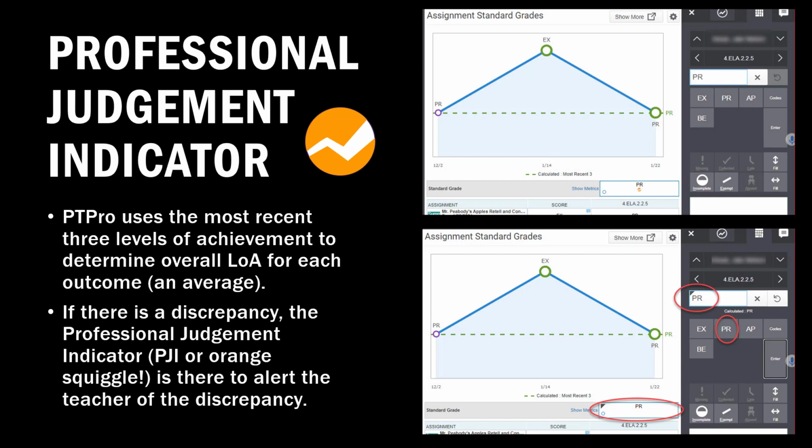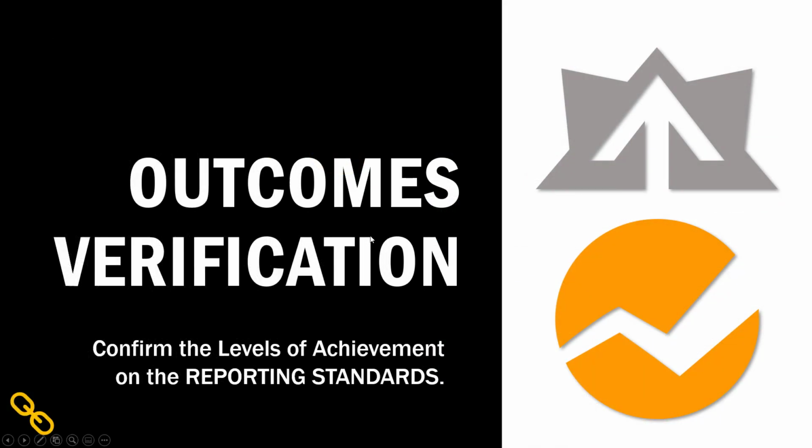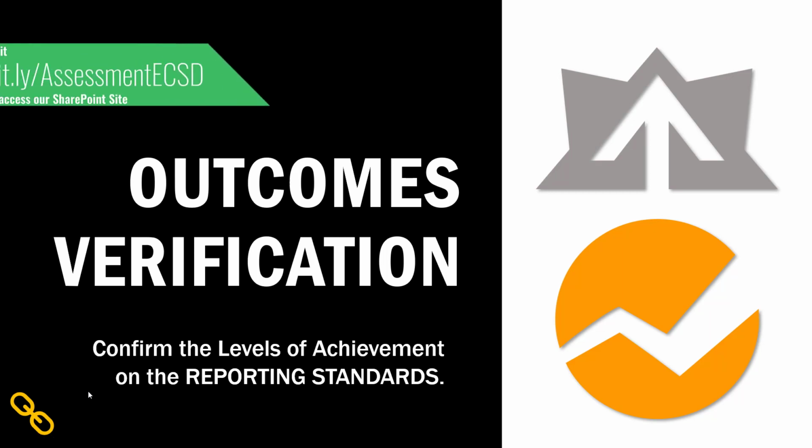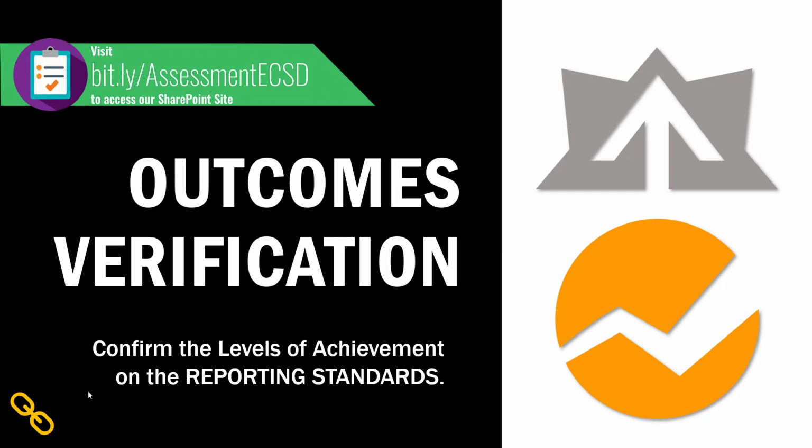That's all it's saying. So if a teacher comes in here and they say, it's correct, they can leave it. An orange squiggle, the professional judgment indicator, is not a bad thing. Okay, it's a tool to help alert us of some sort of discrepancy. So to verify outcomes, to learn how to do it, you can come to the link that I'm going to put here in the description. And this can be found all on our Sharepoint site.